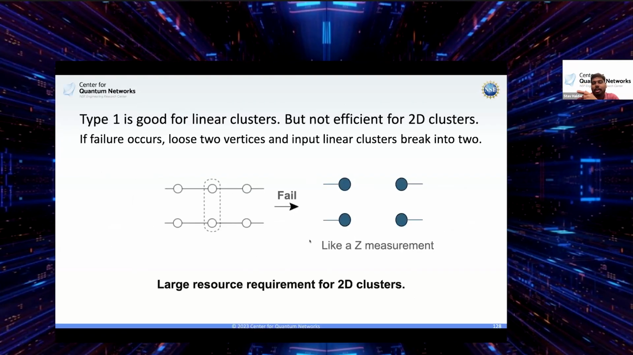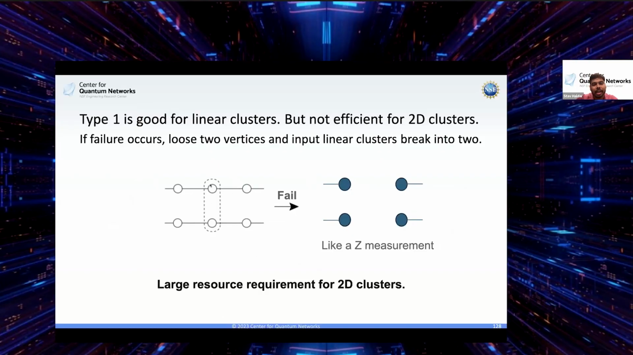But type 1 is not really very good for 2D clusters. So for linear clusters, it's fine, even if you fail. So just concentrate, for example, on the top part of the figure. If you fail, then that qubit just drops off and the thing gets disconnected, which is fine, right? I mean, it was never connected to begin with, because with the linear ones, when you were trying to join, they were not connected. The qubit drops out. You have one less qubit, but okay, it's not too bad.